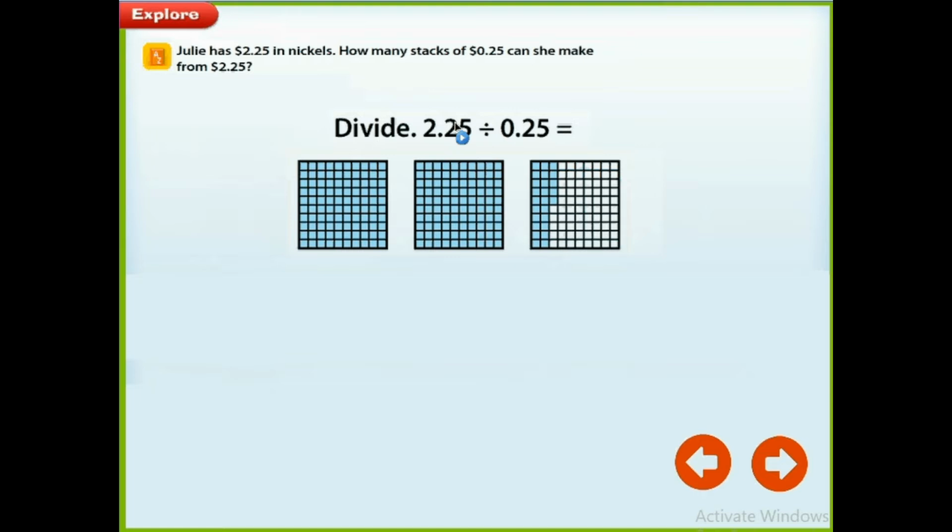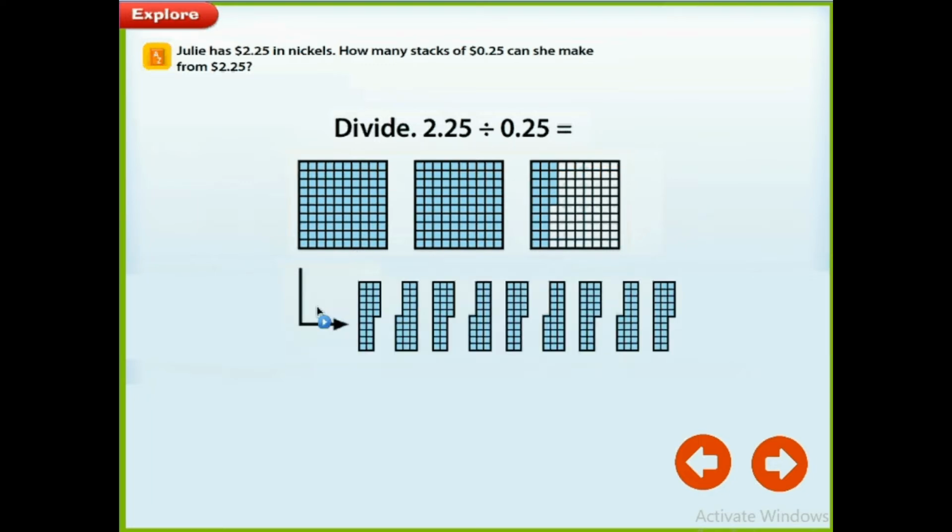Next, let's cut apart the model to show groups of 25 hundredths. There are 1, 2, 3, 4, 5, 6, 7, 8, 9. 9 groups of 25 hundredths are in 2 and 25 hundredths.